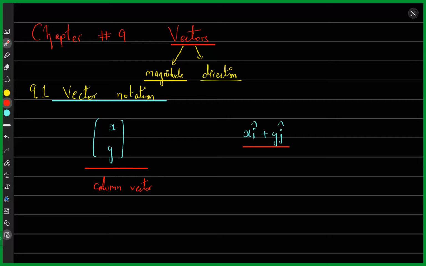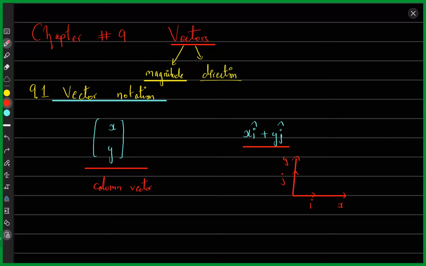Okay, and how do we represent it on graph? So I'm going x units in the i direction, and y units in the j direction. So this is basically the idea behind representing vectors.